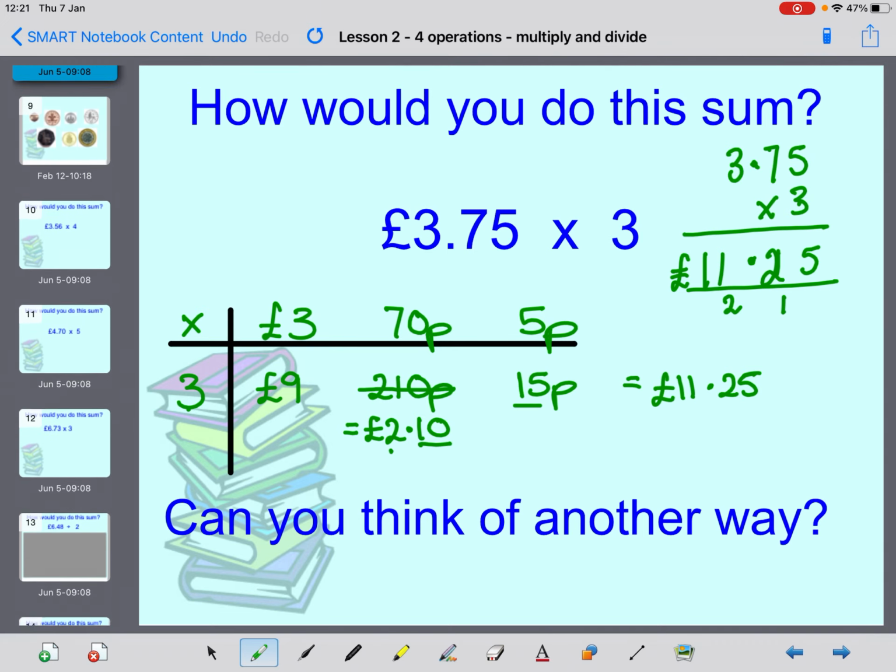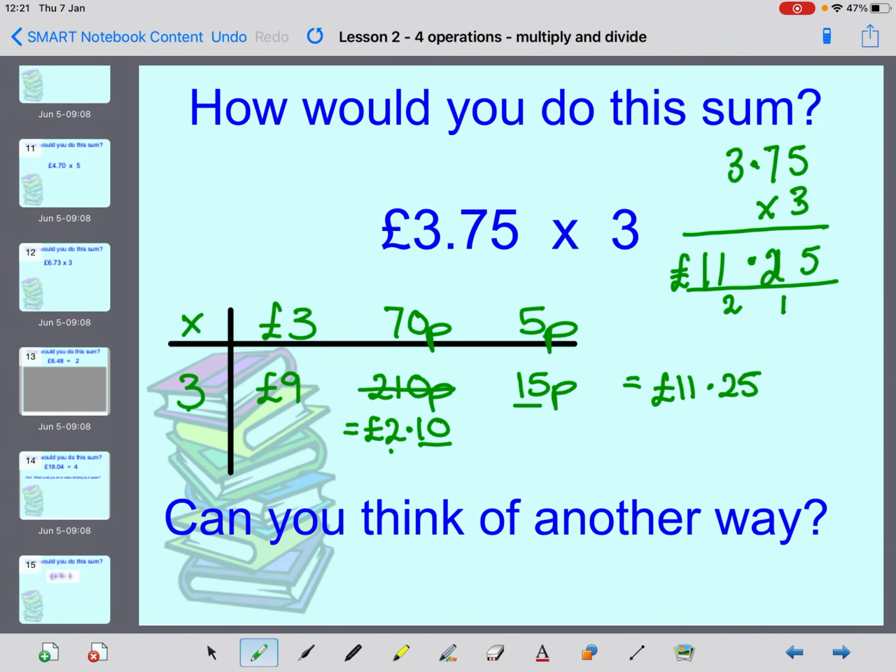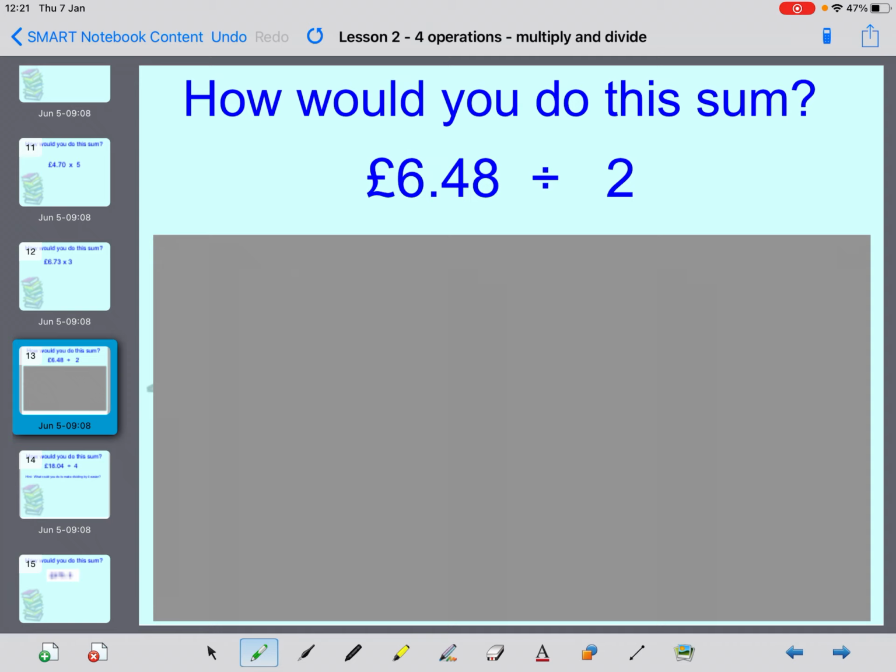Right. So that's a couple of ways of doing your multiply. There'll be lots of different ways you can think about it. Right. Dividing ones. Pause the video whilst you try to work this one out.